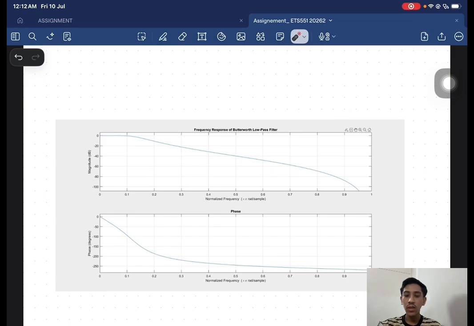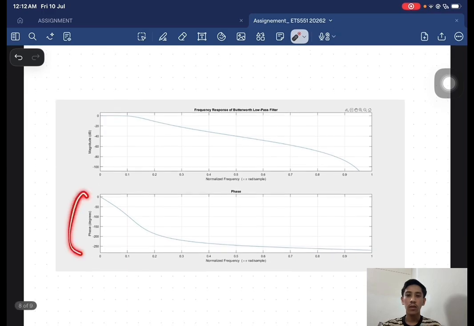This first graph shows the magnitude response. We can see that the magnitude remains close to 0 dB at low frequency. That means that low frequency signals pass through the filter with very little attenuation. As the frequency increases beyond the cutoff frequency, the magnitude decreases gradually. This shows that the filter efficiently attenuates high frequency signals while allowing low frequency signals to pass.